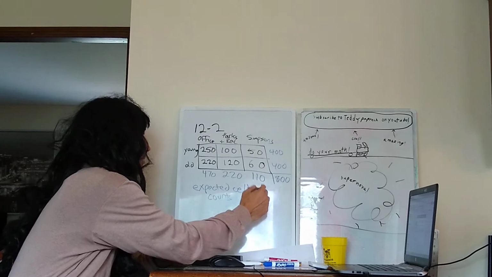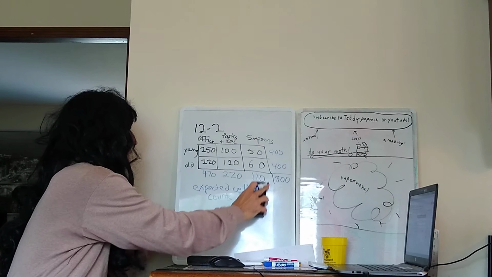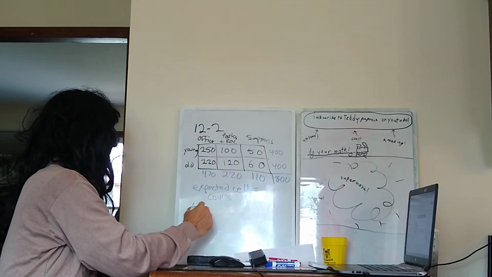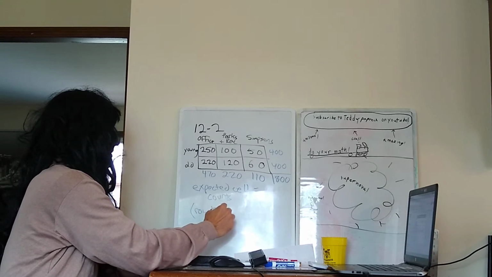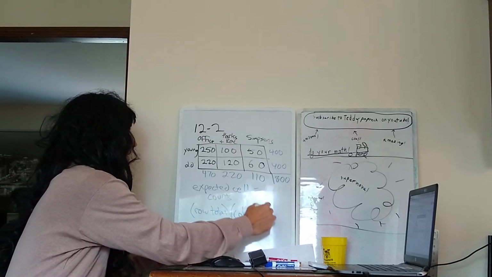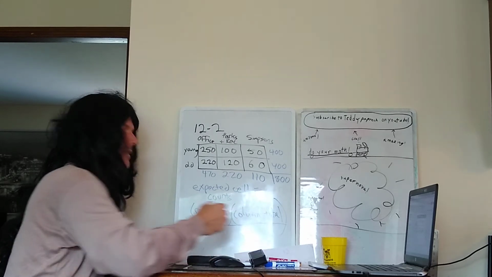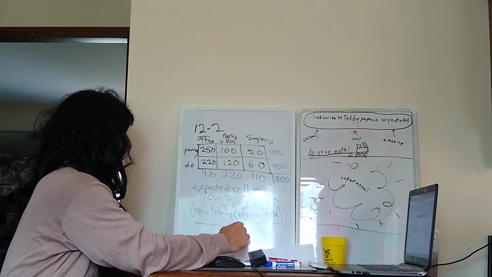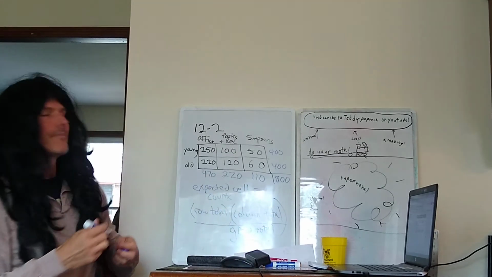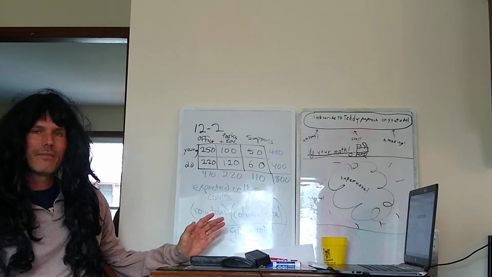Expected cell counts: you take the row total. I'm not going to have enough room to write it there, so I'm going to write this underneath it. You take the row total times the column total, and then I divide that product by the grand total. Now, I have to do that for each cell.